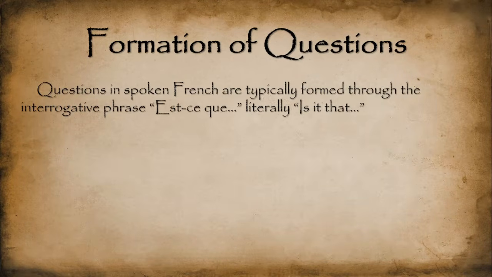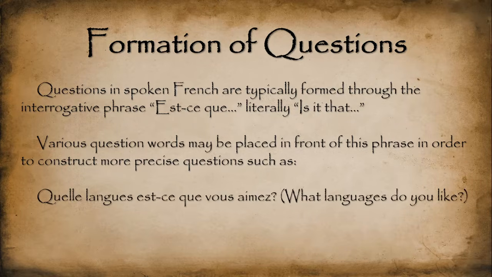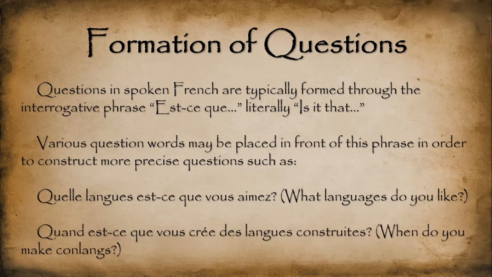Questions in spoken French are typically formed through the interrogative phrase est-ce que, literally is it that. Various question words may be placed in front of this phrase in order to construct more precise questions, such as quelle langue est-ce que vous aimez? What languages do you like? And quand est-ce que vous créez de langues construites? When do you make conlangs?